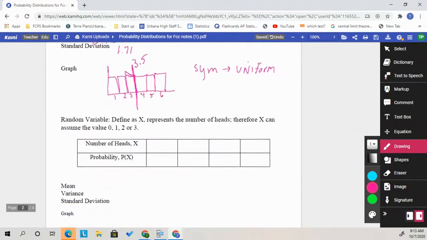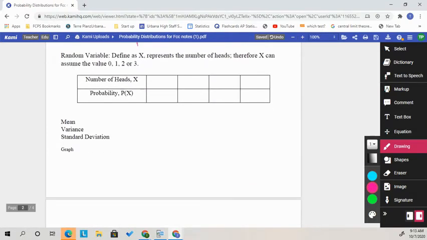All right, let's take a look at the next one. It says define as x. This is in flipping a coin. We are going to flip a coin 3 times. So the number of heads that you can get in flipping a coin 3 times is 0 heads, 1 head, 2 heads, or 3 heads. So if I flip a coin 3 times, or you can flip 3 coins at one time, it's really the same problem. If I flip, flip, flip, or flip them all at the same time, this is an independent probability that we learned from the last chapter. So it doesn't matter if you flip them separately or if you flip them together.